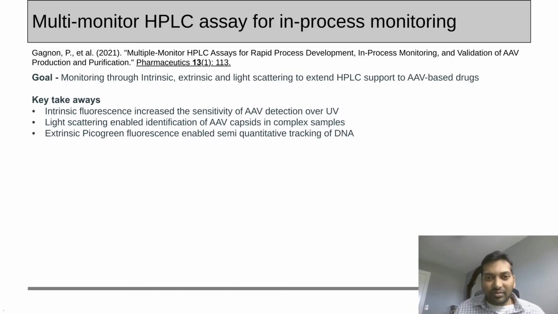The key takeaways were that when they used intrinsic fluorescence, the sensitivity of AAV detection was higher compared to UV. When they used light scattering, they were able to identify AAV capsid in complex samples. As the sample is being purified, it starts with the cellular lysate, and you slowly reduce the cellular lysate and get your drug product out. That's what they claim: light scattering was able to identify it even in complex samples.